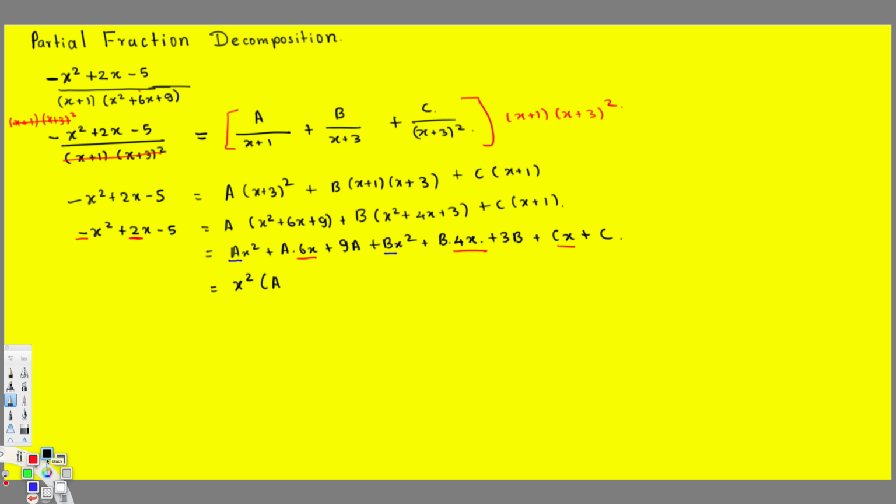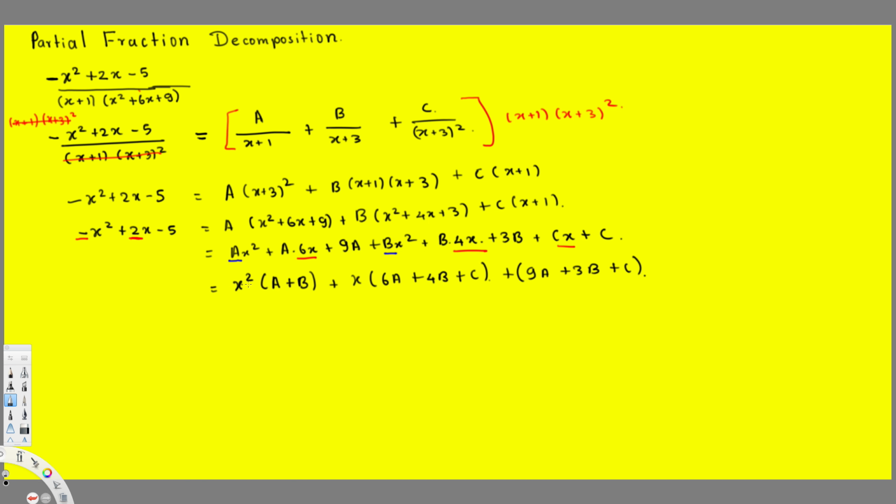So if I take x squared common, we have x squared times A plus B. Then if I take x common, this is going to be 6A, and we also have 4B, and also plus C. Then whatever value is left is going to be equal to minus 5. Those are 9A, and 3B, plus C.